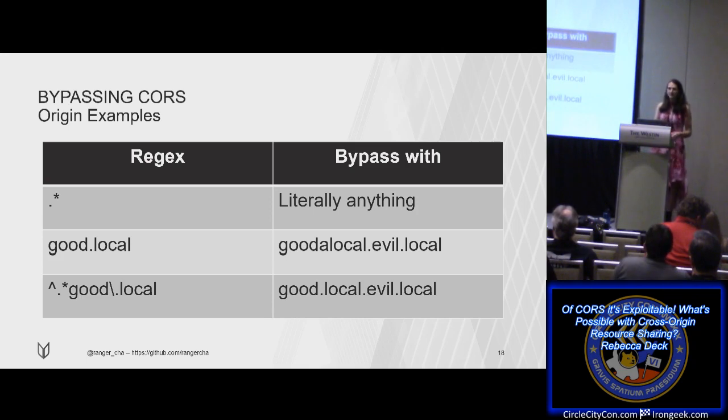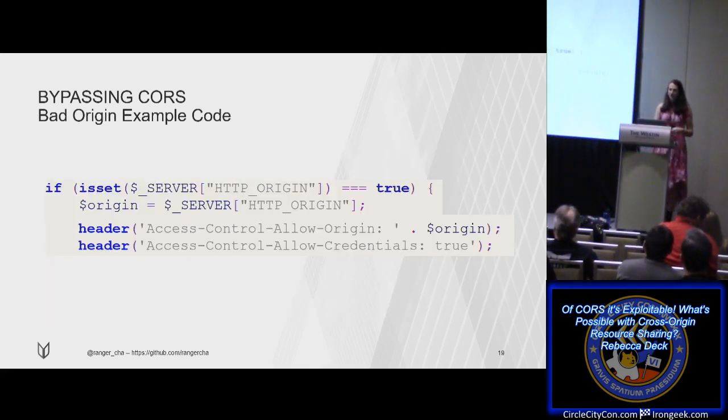And then you also see people who really tried their best, right? They escaped the dot, so that way you have to use good.local. They anchored it to the front, but then they don't anchor the rear end of the regular expression. And so that opens you up to this specific type of attack. So I've had to do that on assessments before, and it works quite well.